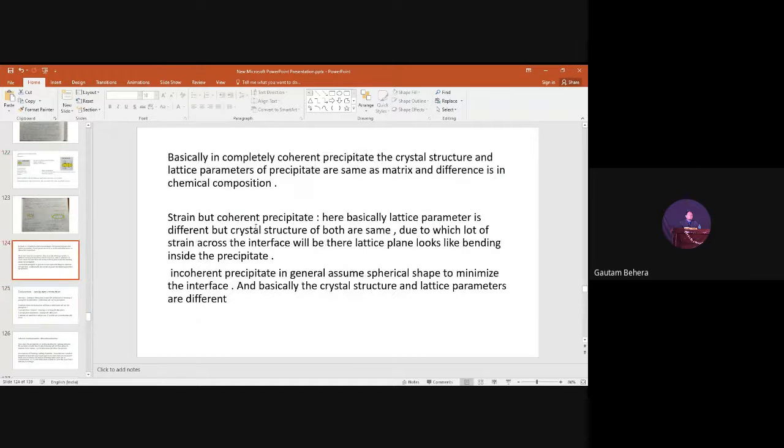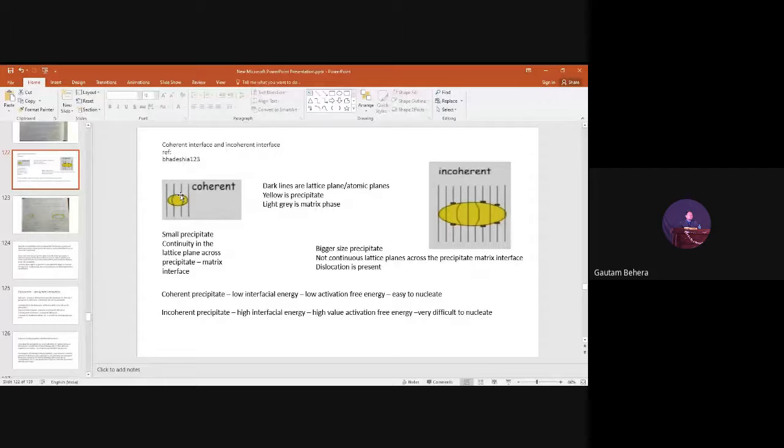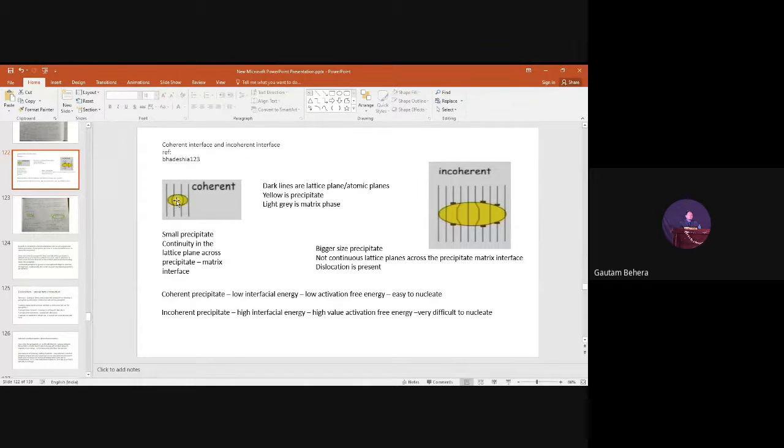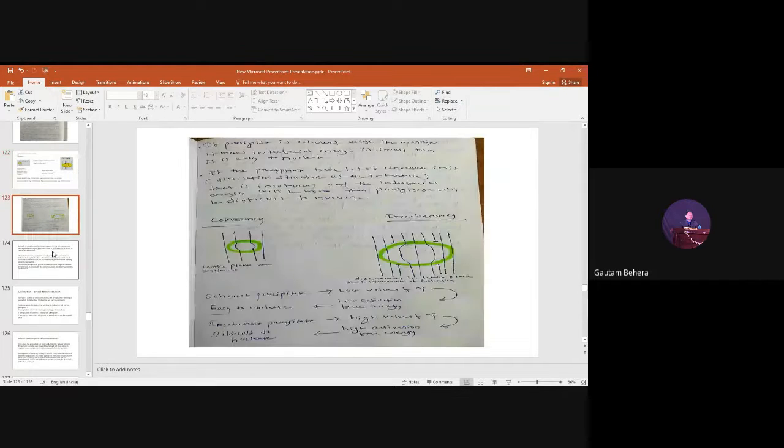Okay, anyway, what I am discussing is strained but coherent precipitate. So this is an example of what? Completely coherent precipitate or strained but coherent precipitate? Strained but coherent, yes, obviously. Why strain? You understand. Lattice parameter is different, right? So there is a bending of the lattice plane inside the precipitate. That is the reason. Okay, very good.